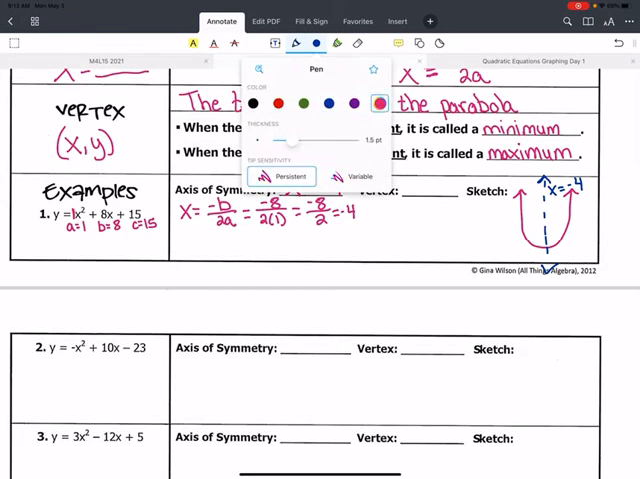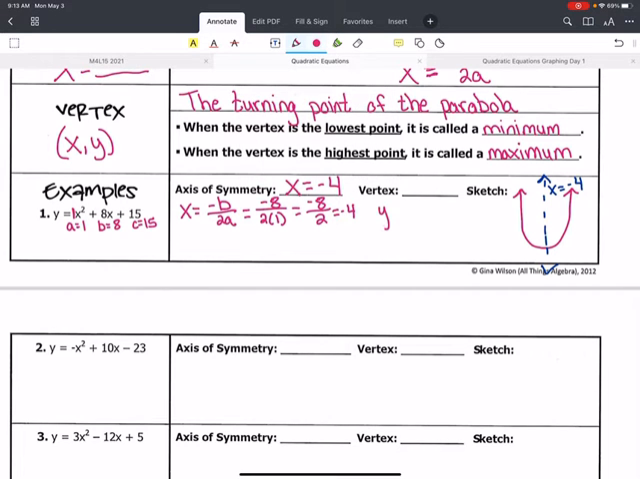Now to find the vertex, just go to my original equation, y equals, but anywhere I see an x, I want to put in a negative 4. So this is negative 4 squared plus 8 times negative 4 plus 15. And negative 4 squared is 16. 8 times negative 4 is minus 32. Then I have that plus 15.